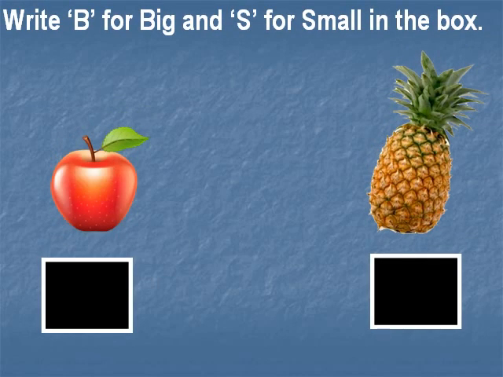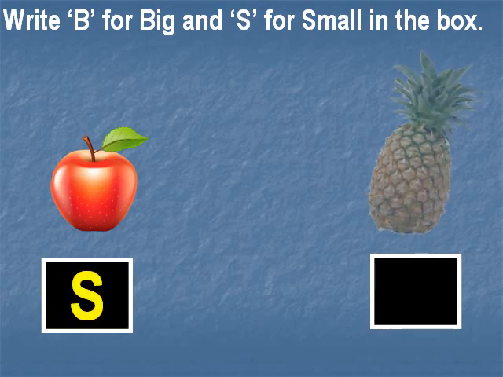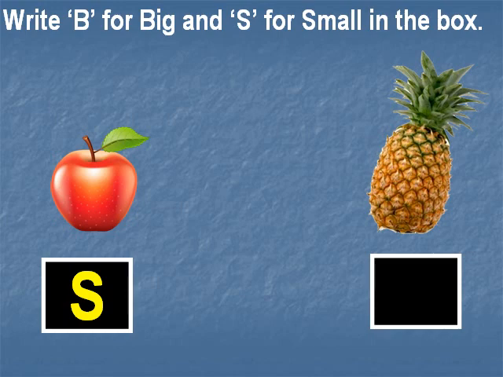Apple. An apple is a small fruit, so write S for small. S. Pineapple. A pineapple is a big fruit, so write B for big. B.